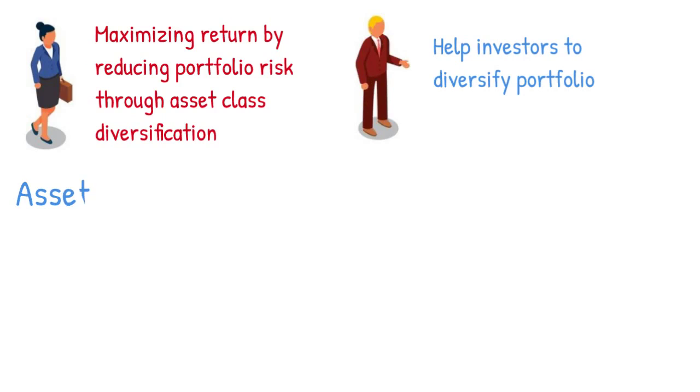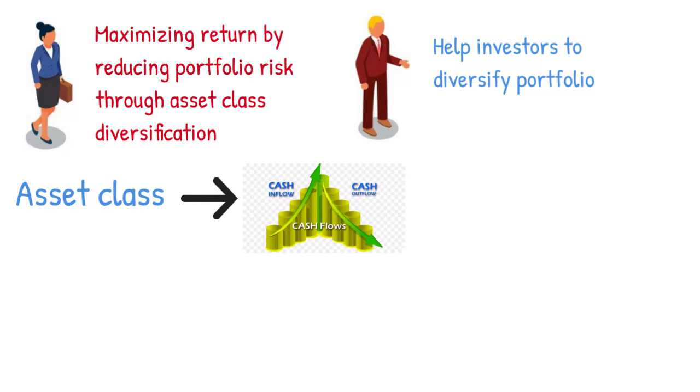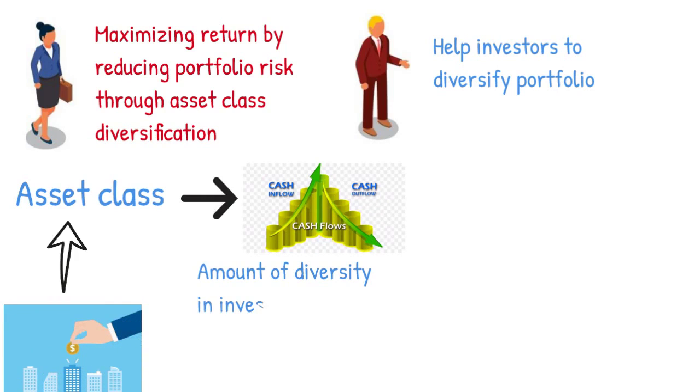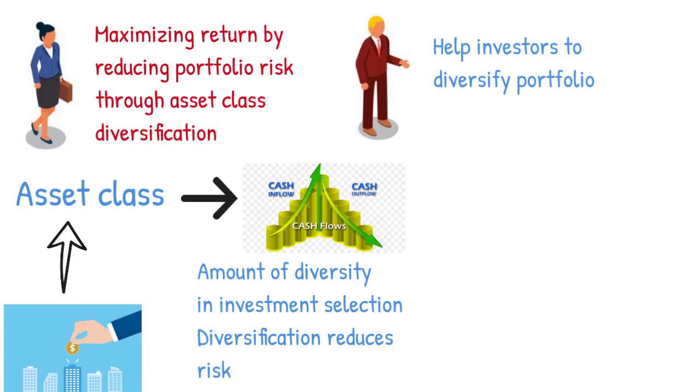Different asset classes have different cash flow streams and varying degrees of risk. Investing in several different asset classes ensures a certain amount of diversity in investment selections. Diversification reduces risk and increases your probability of making a return.